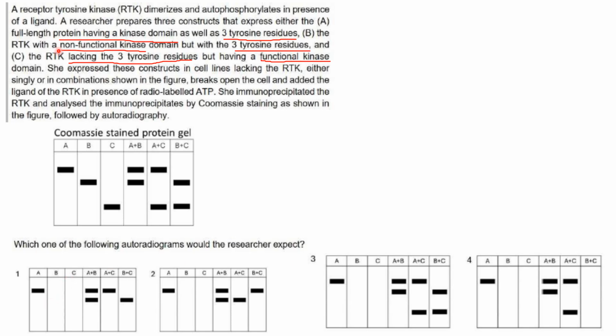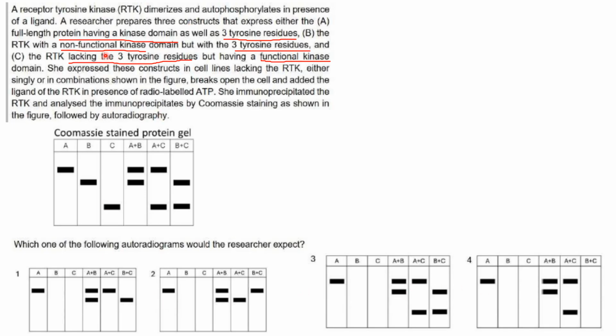So A is having tyrosine kinase domain plus 3 tyrosine residues. So there is a region for phosphorylation. RT kinase is perfectly working. So it will phosphorylate. You will get an autoradiogram. So A will give a band over here. So A band is coming here. So in this autoradiogram also A band is coming here. So in every option A is having a band.